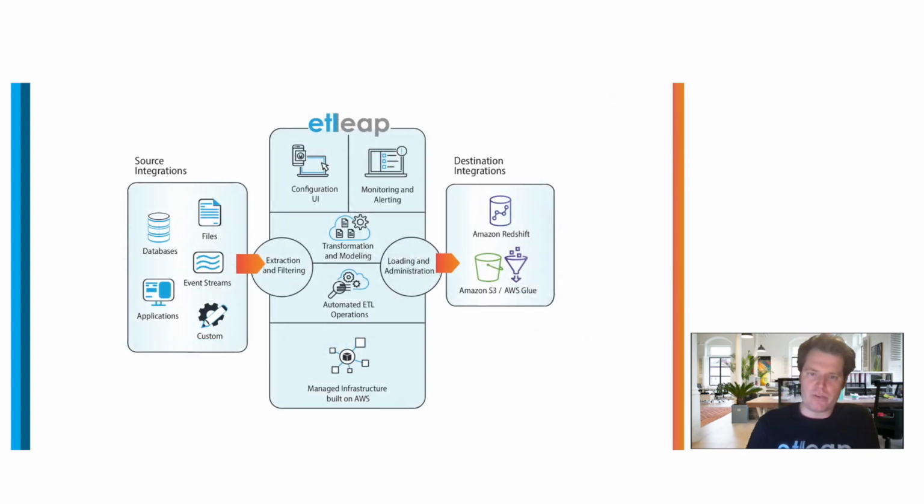Here is a product overview. Etleap is a SaaS solution. It runs on AWS, and it integrates with databases, file stores, event streams, and applications of all kinds on the source side. On the destination side, it works with Redshift warehouses and S3 and Glue data lakes. All of this is set up through Etleap's web UI, where connections, pipelines, and transformations are configured and monitored.